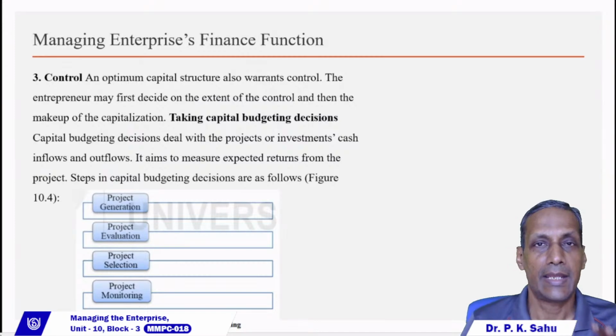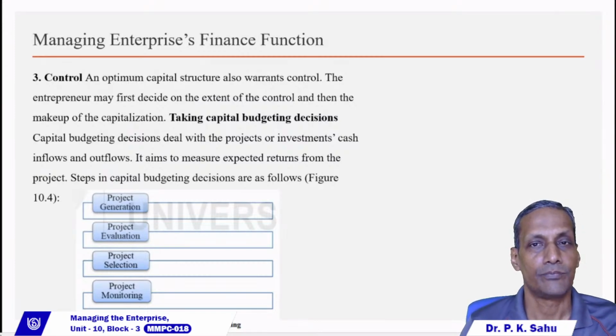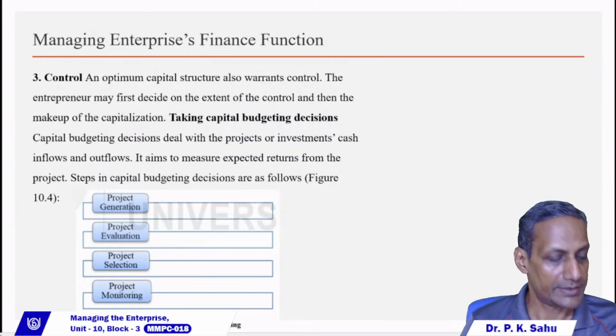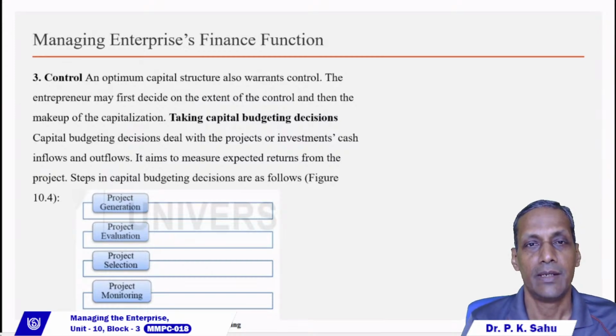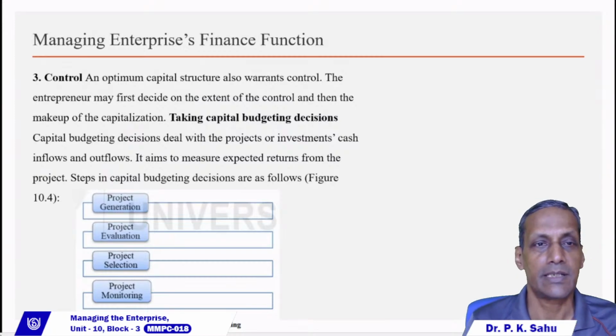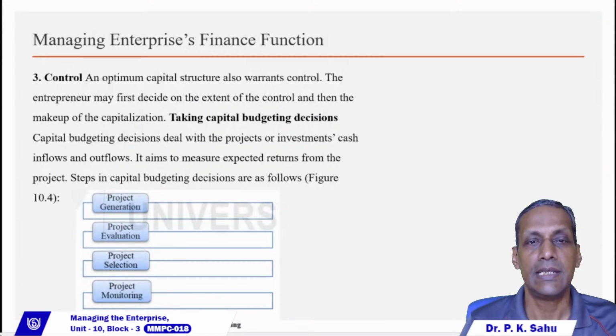Control. An optimum control structure also warrants control. The entrepreneur may first decide on the extent of the control and then make up the capitalization. Taking capital budgeting decisions deal with the project's or investment's cash inflows and outflows.